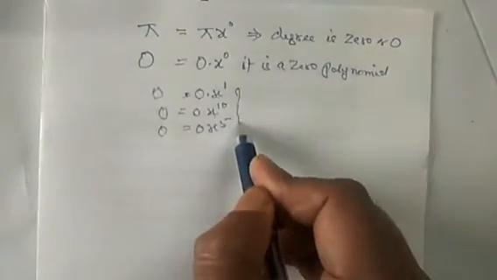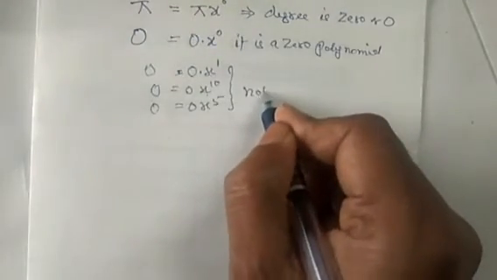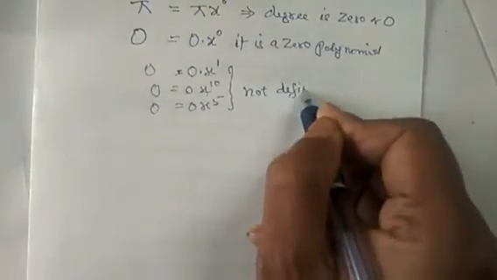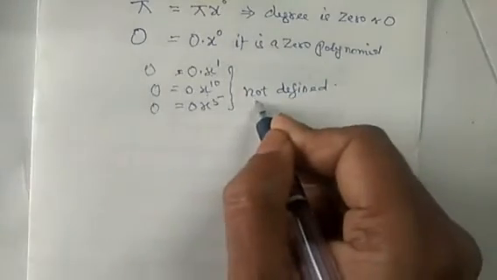So we say here, you know what is the degree of 0? Always you will write not defined. The degree of 0 is not defined.